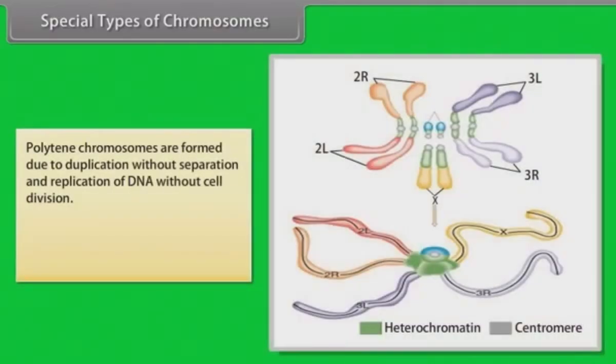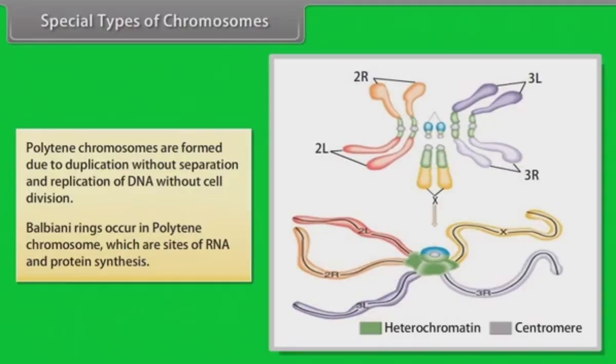Polytene chromosomes are formed due to duplication without separation and replication of DNA without cell division. Balbiani rings occur in polytene chromosomes, which are sites of RNA and protein synthesis.